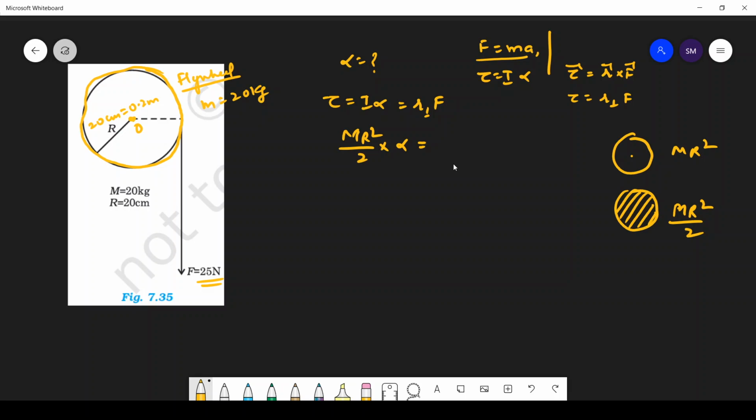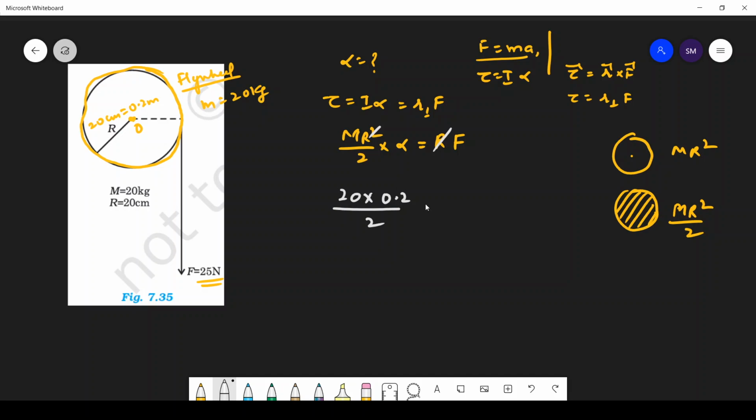So that's your radius. So you can write it as R also, and then the force is 25 newtons. Okay. So simply now you can cancel out this R. One R will be cancelled out. So now put the values: 20 kg into radius 0.2 meters divided by 2.